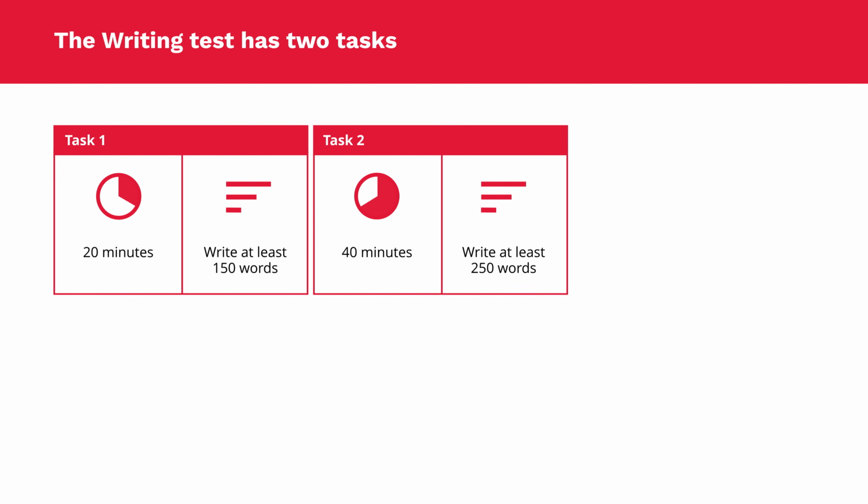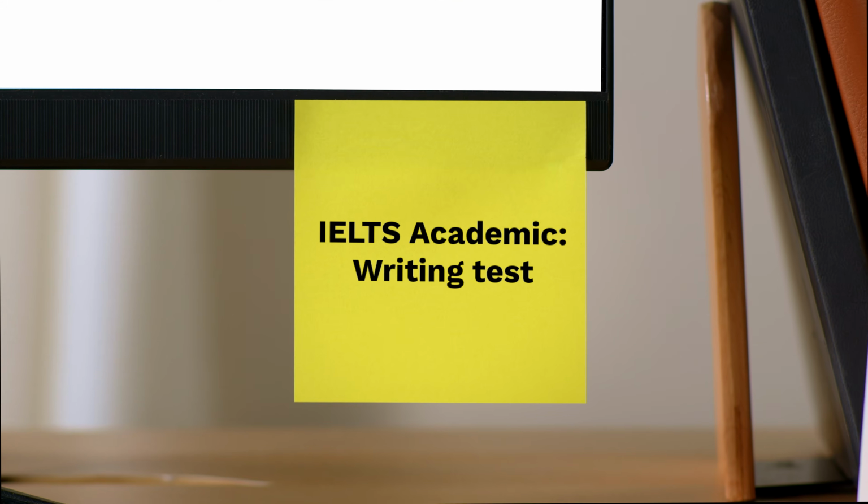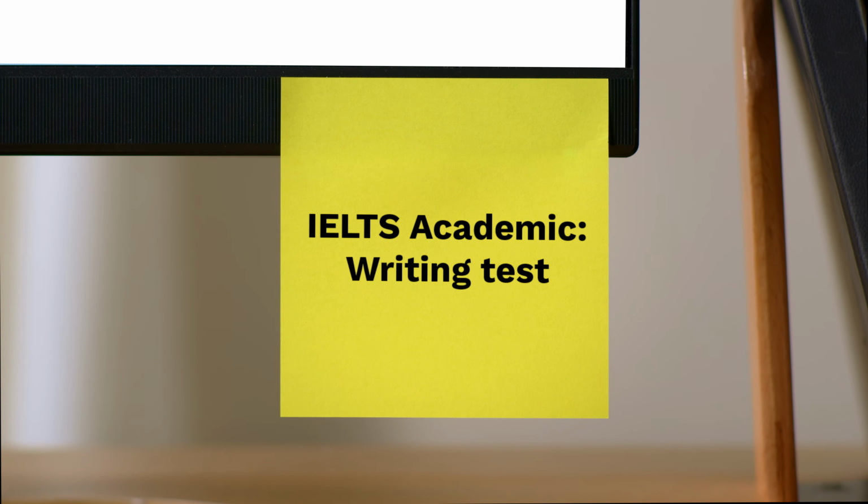Task 1 is worth 1/3 of your overall mark for writing. Task 2 is worth 2/3. That's why it's important to allow more time for Task 2. Let's have a look at these 2 different tests, starting with IELTS Academic.